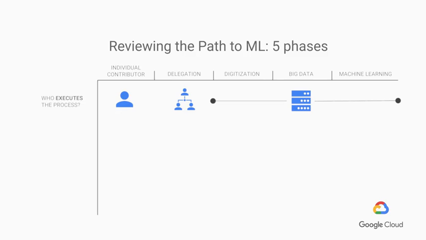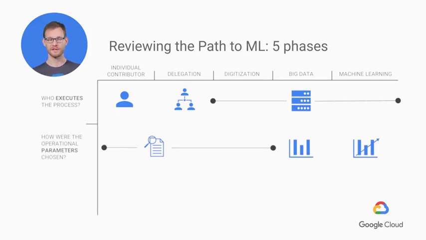But there's another axis of differentiation, and that's how do we choose the operational parameters? From the individual contributor all the way out to digitization, we're doing some kind of market research or some less empirical, more hypothetical exercise about, well, this is what I think users want, this is what I think we should try to accomplish. And then when we get to big data, we actually, for the first time, have the opportunity to produce an incredible amount of very deep, rich market insight or user insight or operational insight. And this gives us a new method to choose these operational parameters.